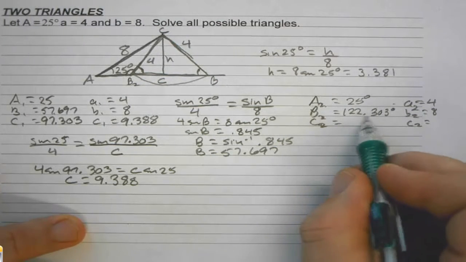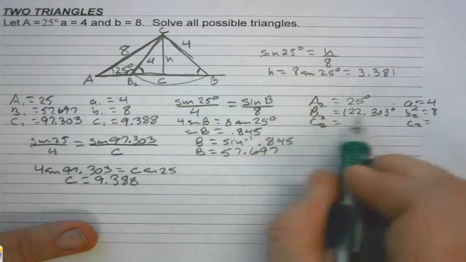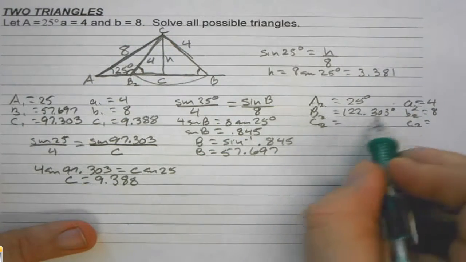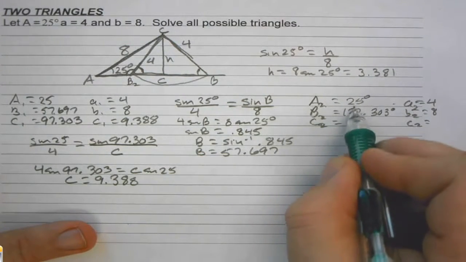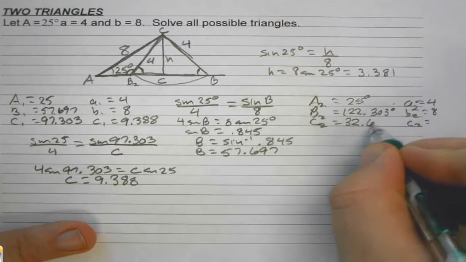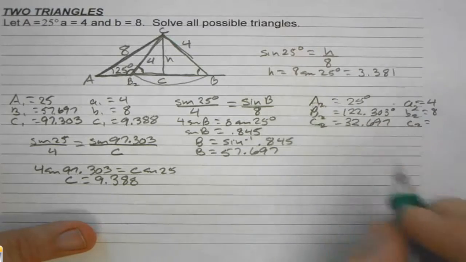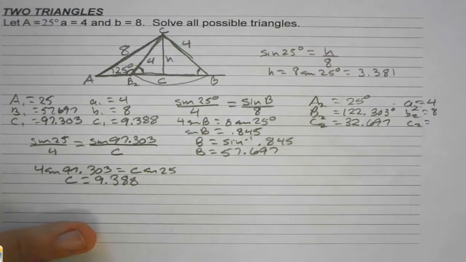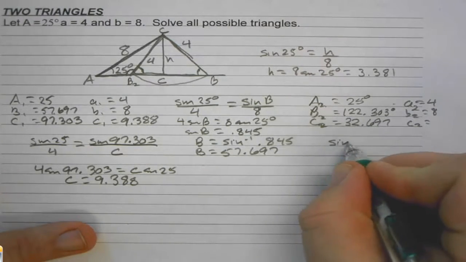So we get that one just by subtracting the supplement from 180. Well, now we can add 25 to this one and subtract that from 180, and we get 32.697. So the second triangle's answers fall out pretty quickly. Now we have one more law of sines to do.